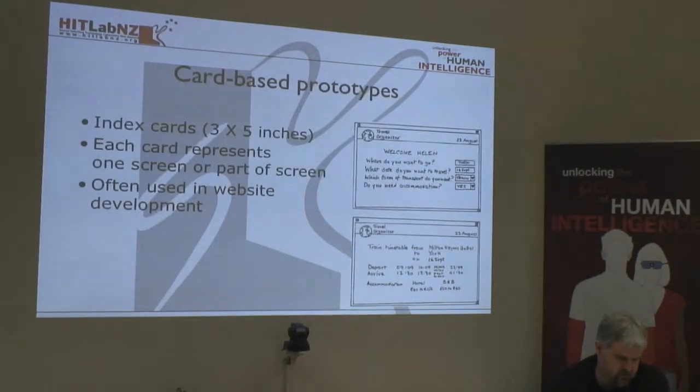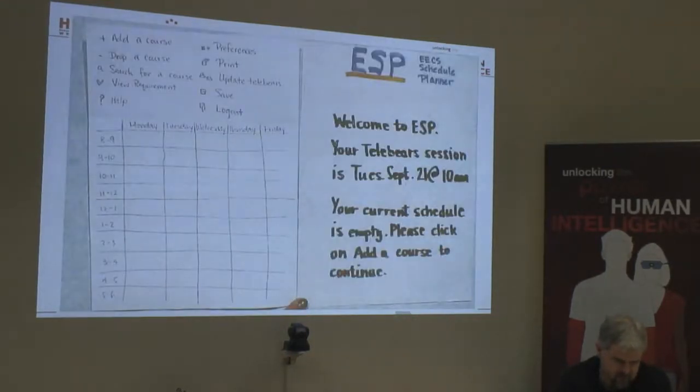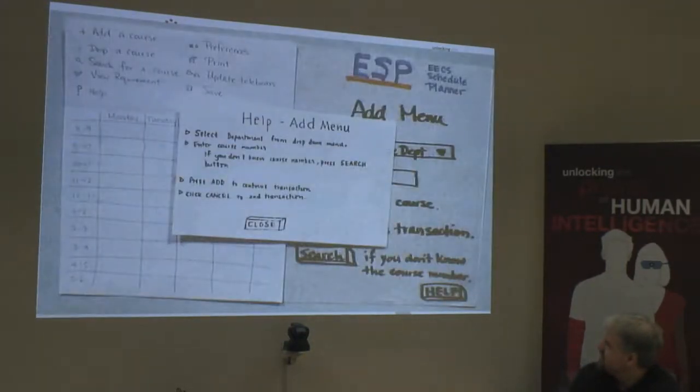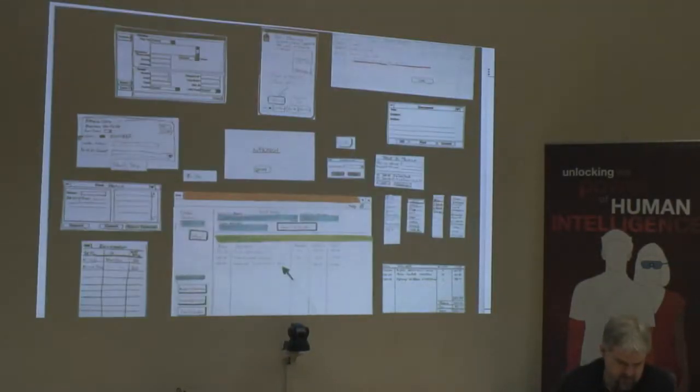People also will use card-based prototypes, so you can quickly sketch out prototypes as well. And so here's kind of a card-based prototype. It's supposed to be a scheduling application, so you sketched it out, and then you can try and select an object, and it puts up a dialog menu as well. And here are some other examples here.